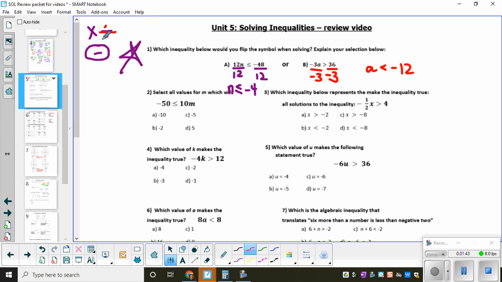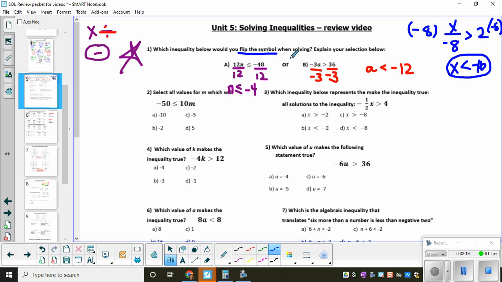Now, we also do need to flip the symbol when we're multiplying both sides by a negative number. So let me just briefly give you an example off to the side. If we saw that we had x divided by a -8, and we said that that answer is greater than 2, okay? I'm going to multiply both sides here by this denominator, the -8. And since I'm multiplying by a negative, I am going to turn this symbol around for my answer. And 2 times -8 is going to be a -16. So if you have a negative denominator, you need to flip the symbol. And if you have a negative coefficient, you need to flip the symbol. Those are the two times when you need to flip the symbol, okay?